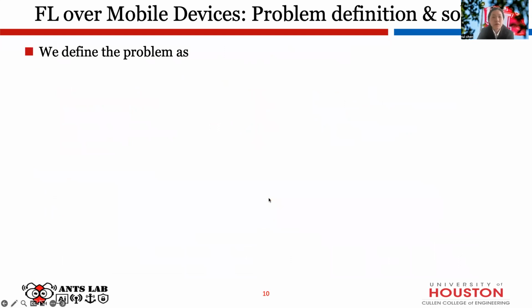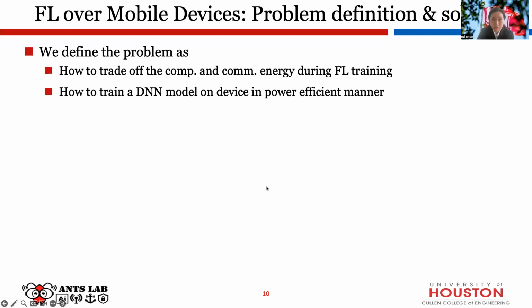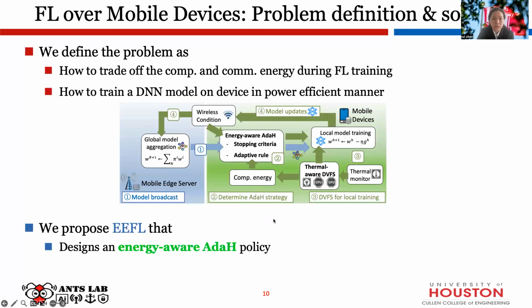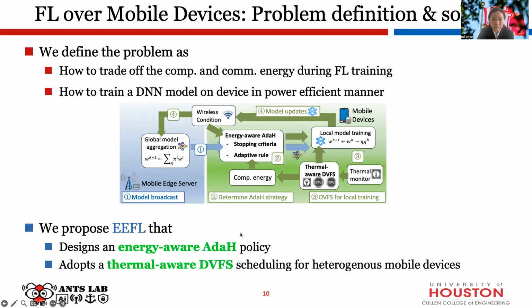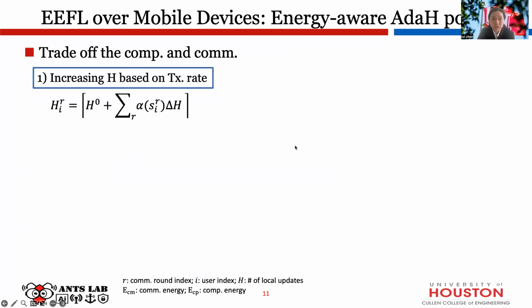And so we describe our energy efficiency problem as 2 questions. First, how to trade off the computing and communication energy during the training process. And second, how to perform power-efficient on-device training. To answer those 2 questions, we designed 2 corresponding modules: the energy-aware adaptive edge policy and the thermal-aware DVFS. For the energy-aware adaptive edge policy, we aim to trade off the computing and communication.